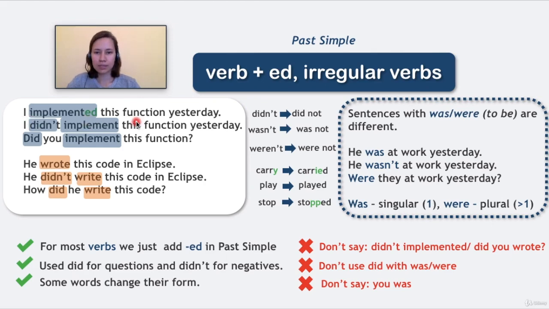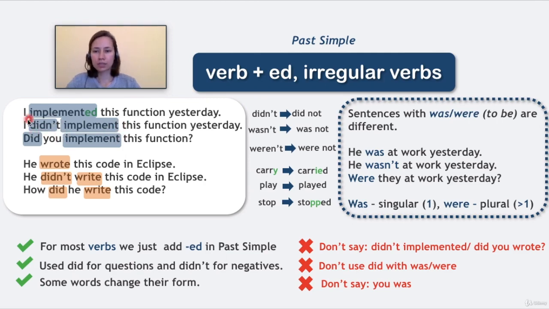I implemented this function yesterday. Implemented this function. So as you can see, the main verb of the sentence gets this ending, ed, with the positive sentences. Let's look at the negative one. I didn't implement this function yesterday. Again, you see that the main verb remains the same. You don't add anything here.